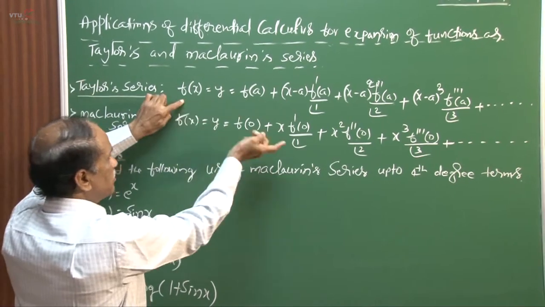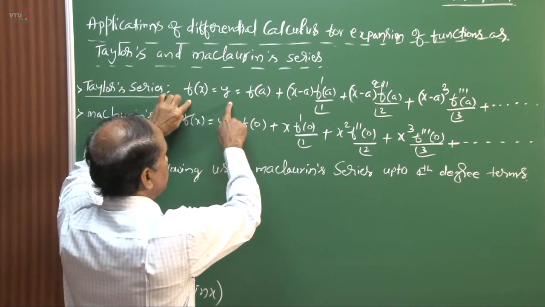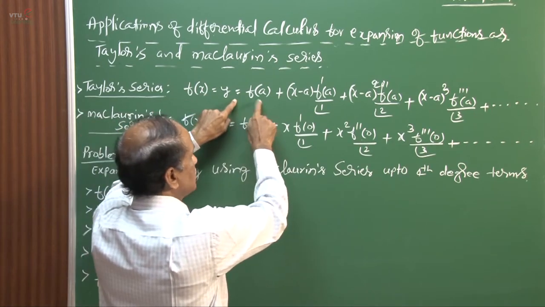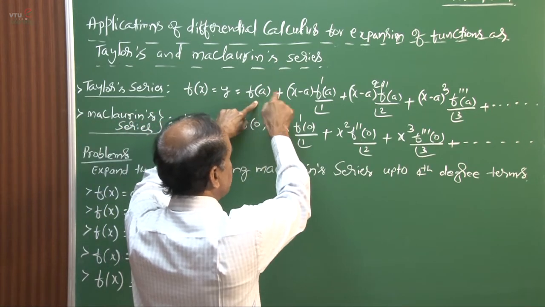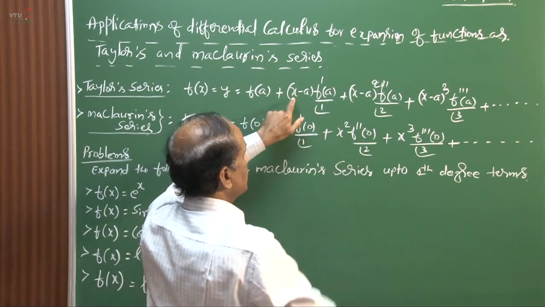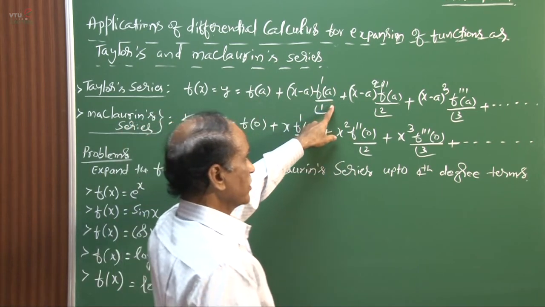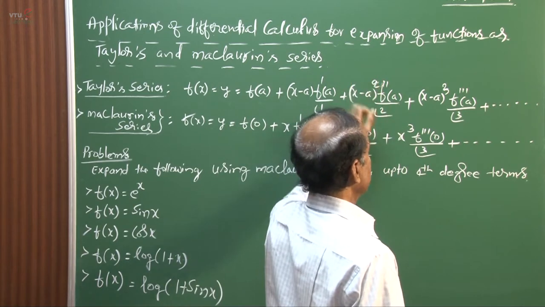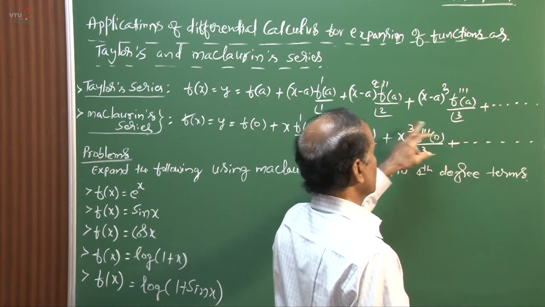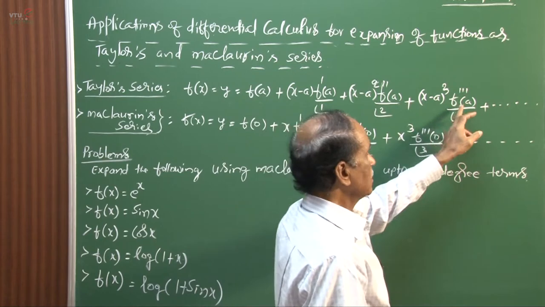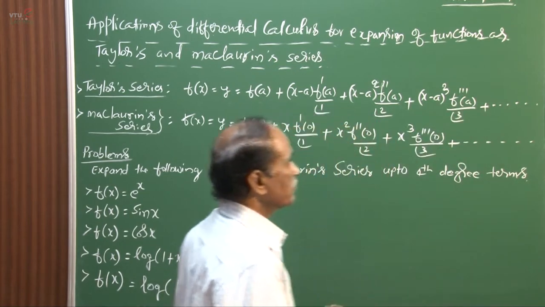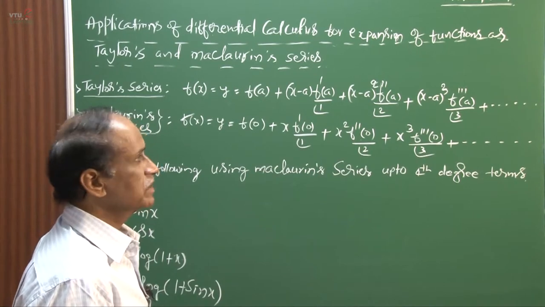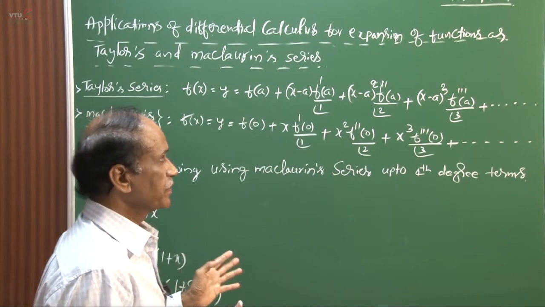Yesterday in my previous discussion I had written f of x is equal to y, that means y equal to f of x, which is f of a, the functional value at that given point, plus x minus a into f dash of a, plus x minus a whole square into f double dash of a divided by 2 factorial, plus x minus a whole cube into the third order derivative at that point divided by 3 factorial, plus so on.